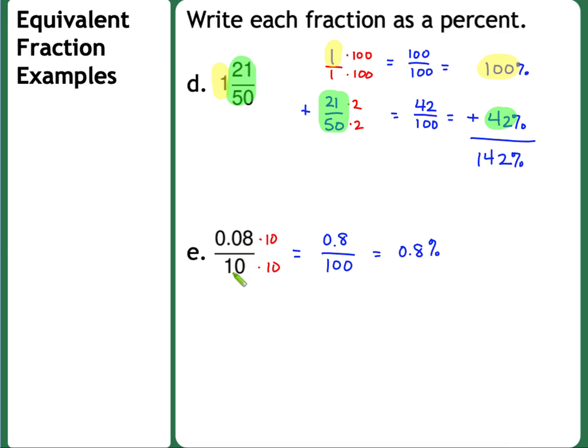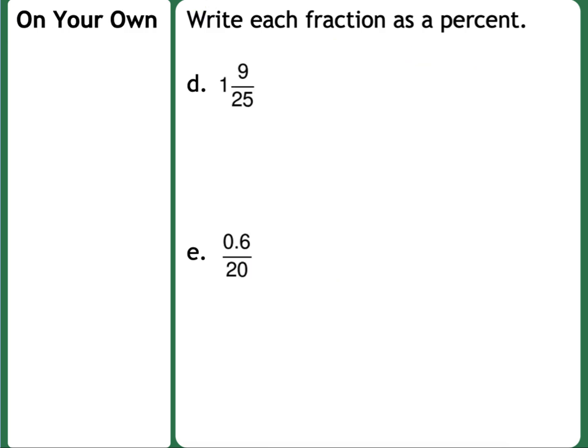And then last but not least, for E, there's really nothing special except it has this decimal in here again. Really, our focus is the denominator. We scale our denominator of 10 to get to 100 by multiplying by 10. 0.08 times 10 is 0.8. So 0.8 per 100, 8/10 per 100 is 8/10%.